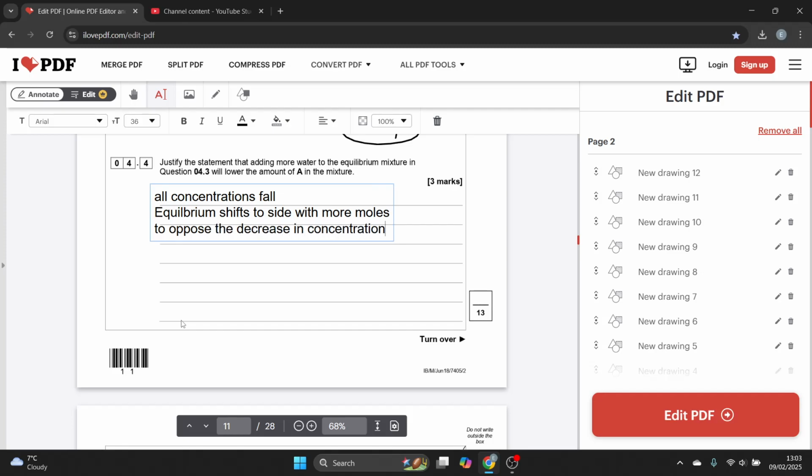Because you have to remember, moles is concentration and volume. Concentration is moles divided by volume. So if I'm adding more water, the concentration will definitely fall. All the concentrations will fall. Equilibrium shifts to the side with more moles of gas to oppose a decrease in concentration.